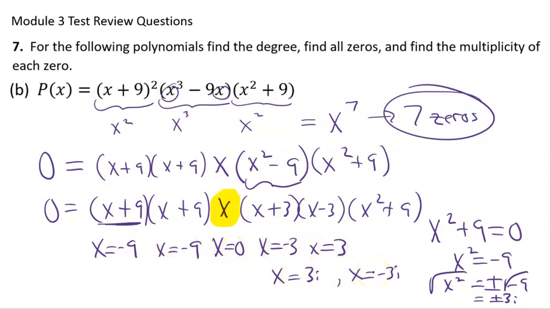Sure it is. Now, tell me about the multiplicity. Right here, negative 9 shows up twice, so negative 9 has a multiplicity of 2. 0 only showed up one time. Negative 3 only showed up one time. Positive 3 only showed up one time. You get the point. 3i only one time, and negative 3i only one time. So the negative 9 is the only one that had multiplicity other than 1.